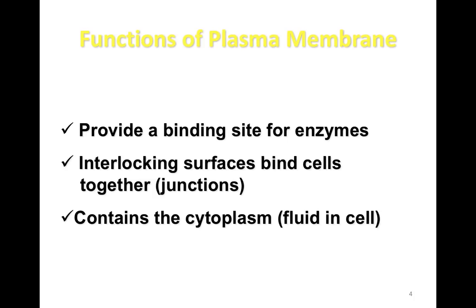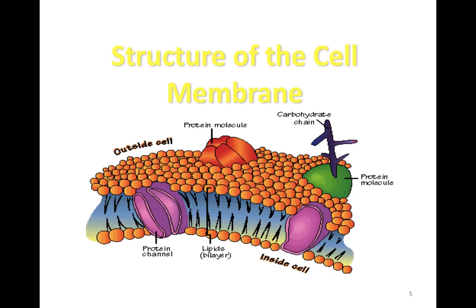Interlocking surfaces bind cells together, so when a cell has to connect to another cell, they will interlock there. And then it also contains all the cytoplasm, so it holds all that cytoplasm within the cell. Again, here's another structure of our cell membrane, and you'll see on a lot of them you'll have carbohydrate chains, you'll have protein molecules. Sometimes we refer to this as a fluid mosaic model, because it's studded with all kinds of different proteins and carbohydrates, cholesterols, as well as fluid, as it's constantly in motion. And you can see the two layers. You got a layer and a layer.